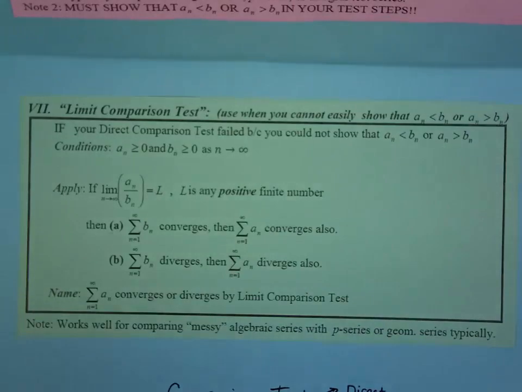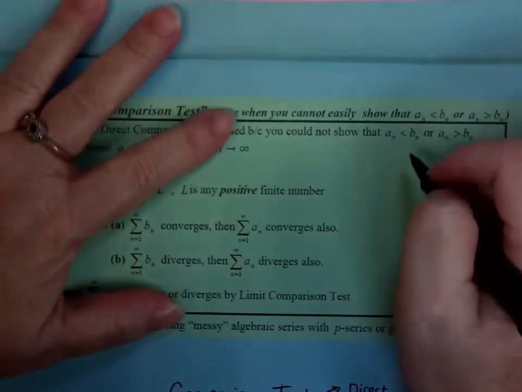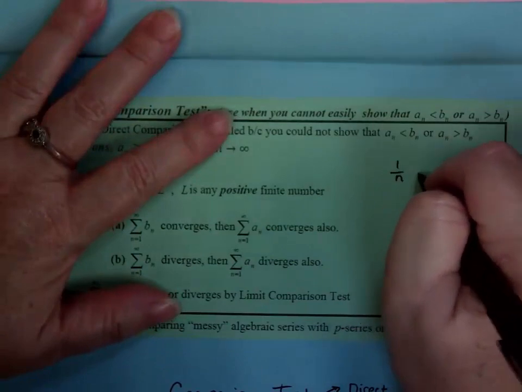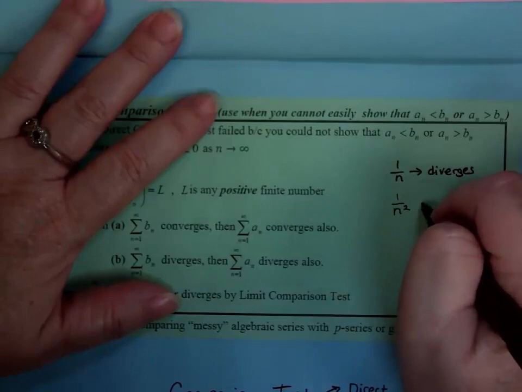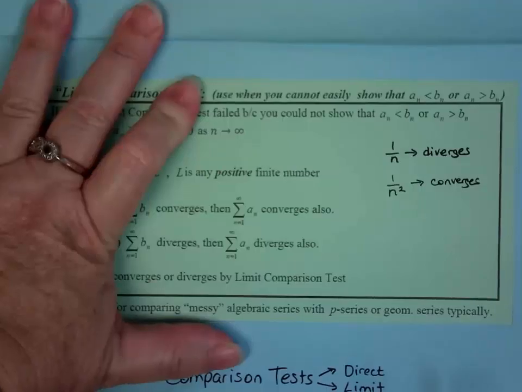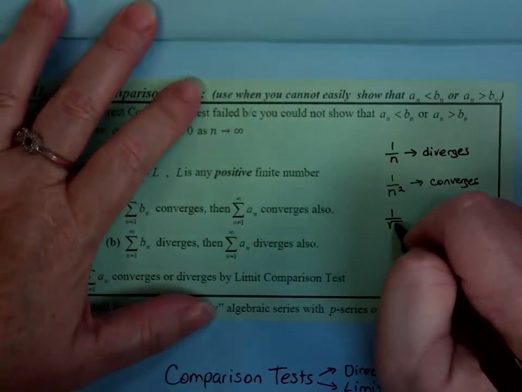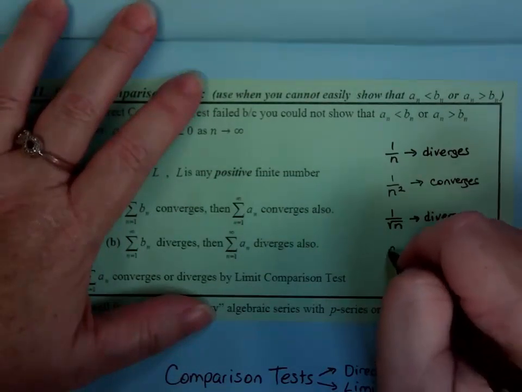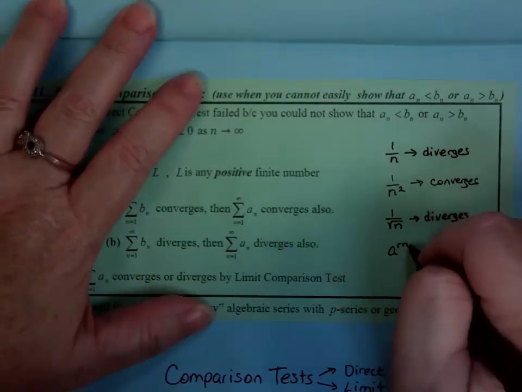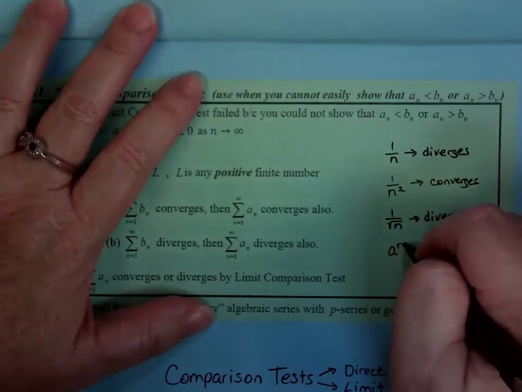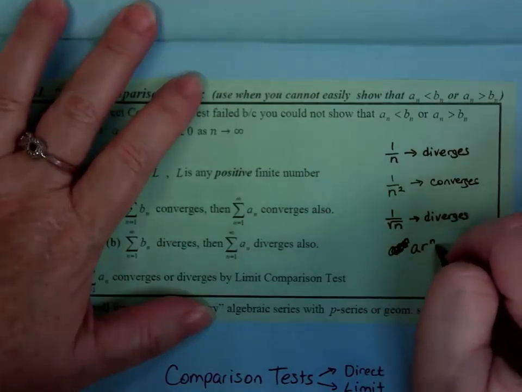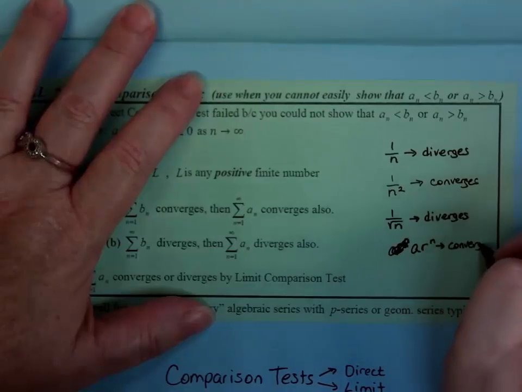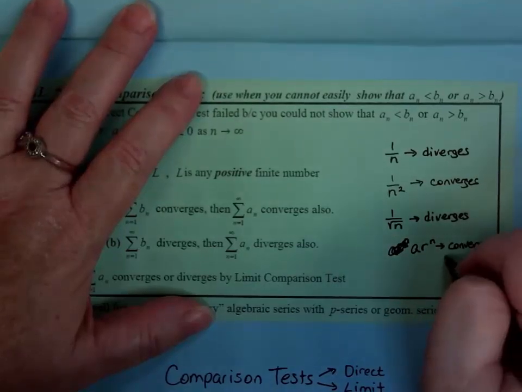So, I'm going to write 1 over n, and it diverges, 1 over n squared, and it converges, 1 over the square root of n, and it diverges, and a times r to the n. I wrote it wrong, darn it. Boy, I messed it up, makes me mad. a times r to the n, and it converges, as long as 0 is less than r is less than 1.